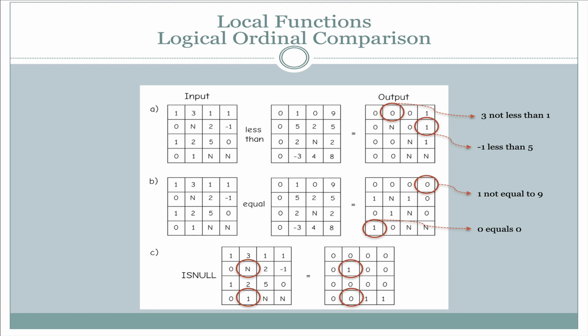The is null, if there is a null value in the input data, that comes out as a 1 because it is true that that is null. And if it is not null, any of the other values besides null come out as a 0. So essentially the nulls are replaced with 1s and all other values are replaced with 0.